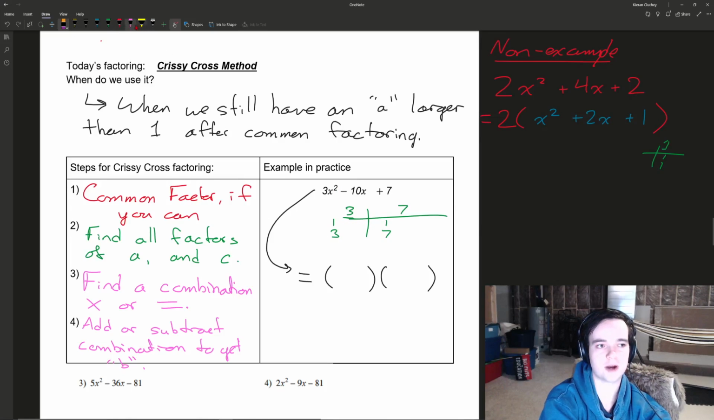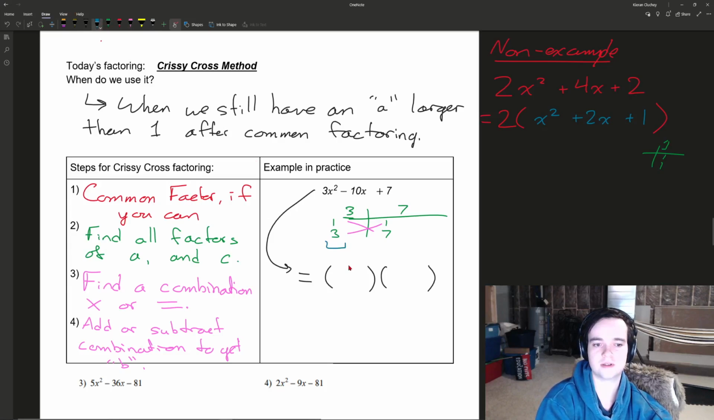I only have one other option. So it must be the criss-cross. Okay? So 3 times 1 is 3. 1 times 7 is 7. If I add those, that does get me to 10, but I need some negatives in here in order to get to negative 10. In fact, I need them both to be negative, right? I need negative 7 and I need negative 3. All right?